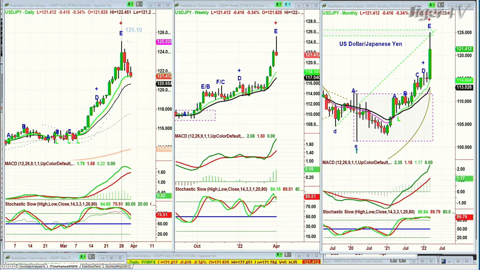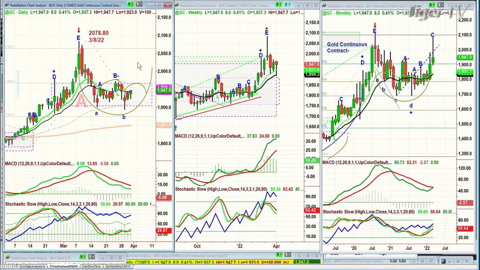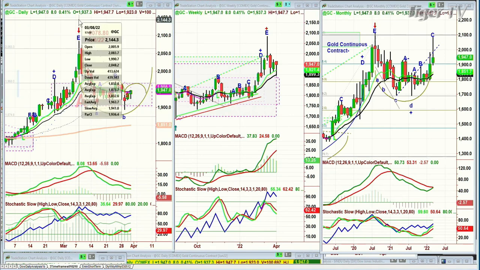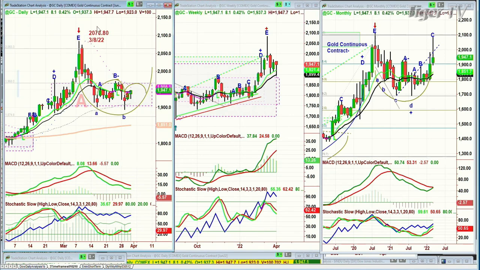I wanted to also do, so let's just go to gold. Gold, I did something wrong. Let's just go to gold. There it is. Okay, gold had this pattern, went to a peak E at 2078.80 on the 8th of March. This gets smoothed out. Is it still that price? 2083.7. Yeah, so the price has changed.